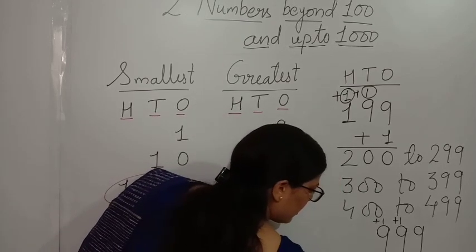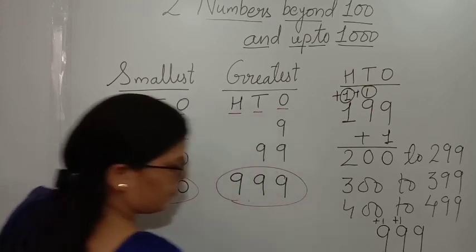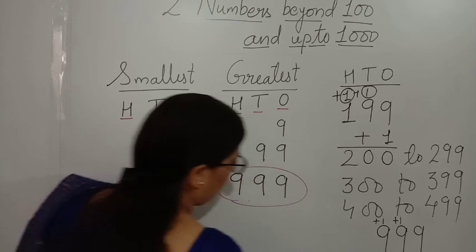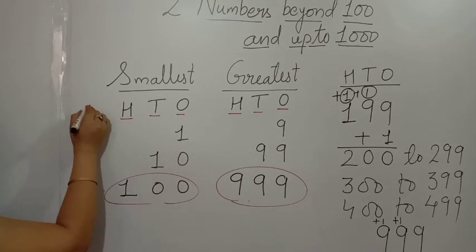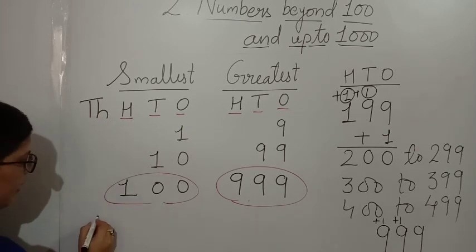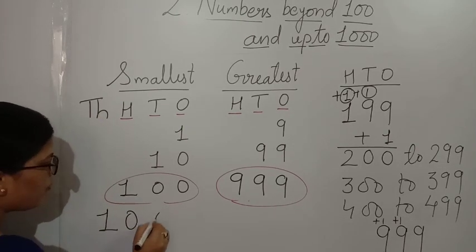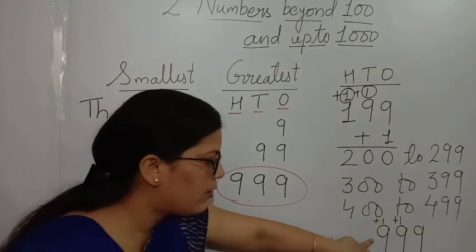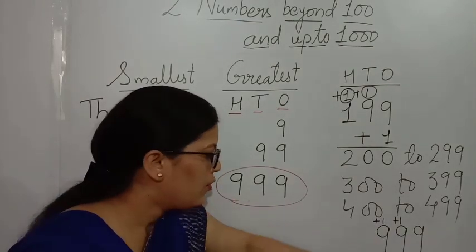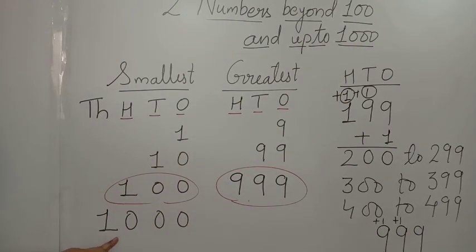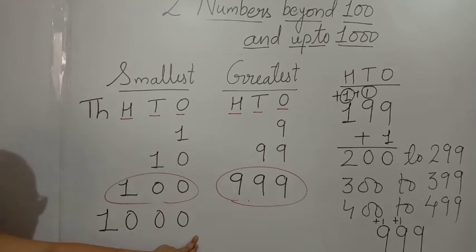1, 2, 3 and 4. This number is read as 1000. So here the 4th place after hundreds is of thousands, and 1000 is the smallest 4-digit number. When we add 1 to the greatest 3-digit number, we get the smallest 4-digit number, and this number is 1000. It is written as 1 followed by 3 zeros.